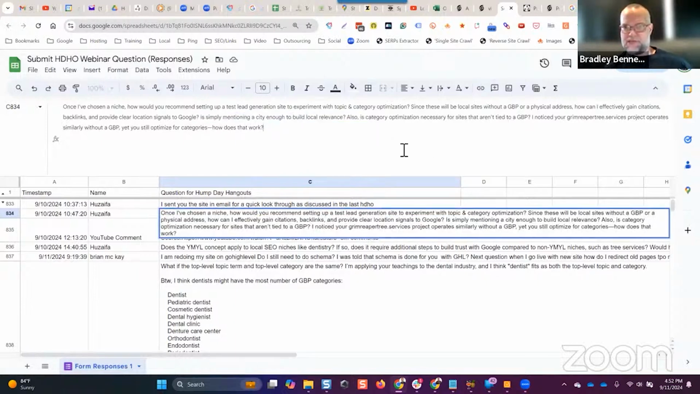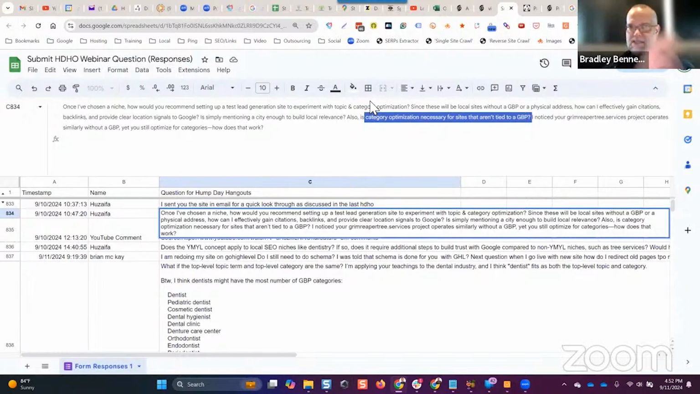Is category optimization necessary for sites that aren't tied to a GBP? Well, I recommend if it's a local project that has the potential to be associated with a GBP, why not optimize for both topics and categories? Which, remember, guys, topic optimization is for organic, category optimization for maps.